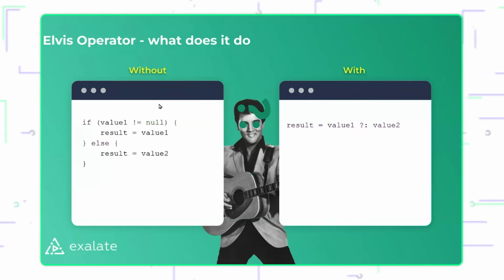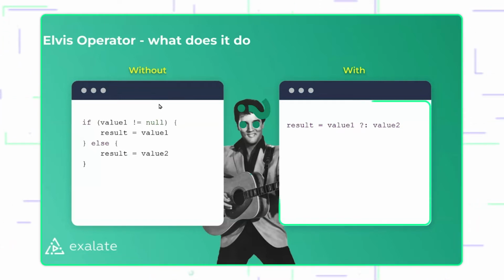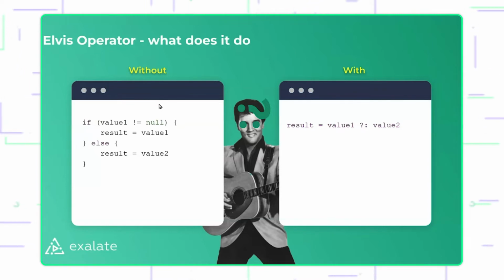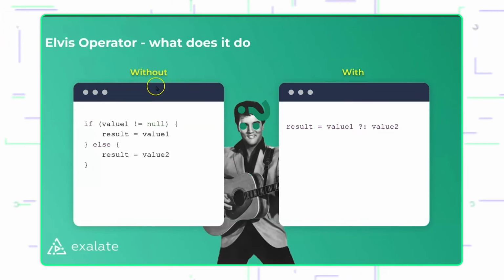This could be done much more elegantly by using the Elvis operator, as you can see on the right side of the screen. So, result equals value 1, Elvis operator value 2. How this evaluates is that if the first value, which is value 1, is not null, then value 1 is assigned to result. But if value 1 happens to be null, then the second value gets picked up, and that gets assigned to the result.